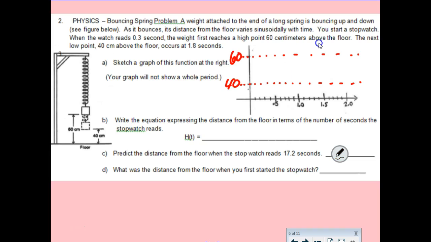The other thing I read over quickly was that when the watch reads 0.3 seconds, that's when it reaches its high point. So it's like that Ferris wheel problem where I'm going to choose to start my wave right there. At 0.3 seconds is where I'm going to start, at the high point up here. So this is 0.3, 60. And then at 1.8 seconds, 6, 7, 8, right here, it reaches a low point of 40. Well, that's curious. There's a whole other part of this curve that we're not even going to be able to draw in, but that's okay.